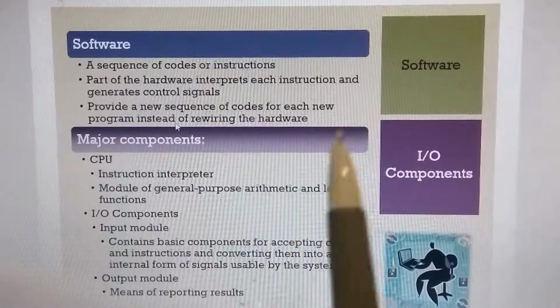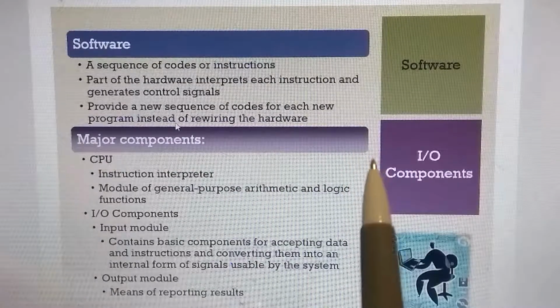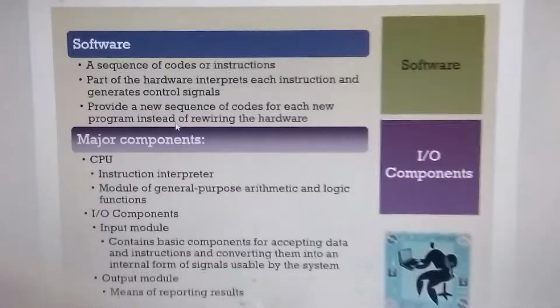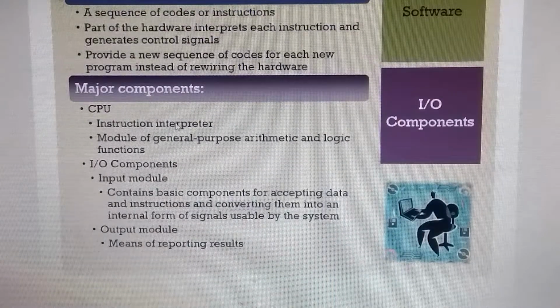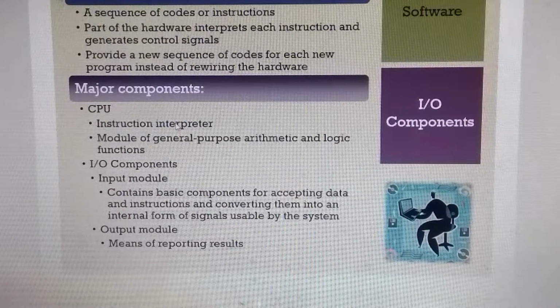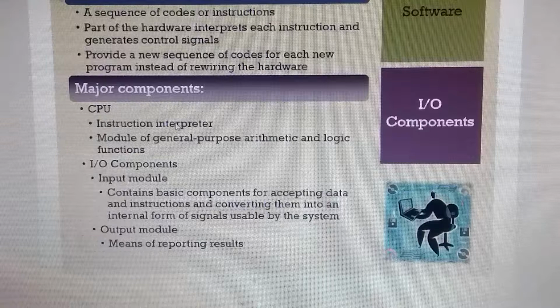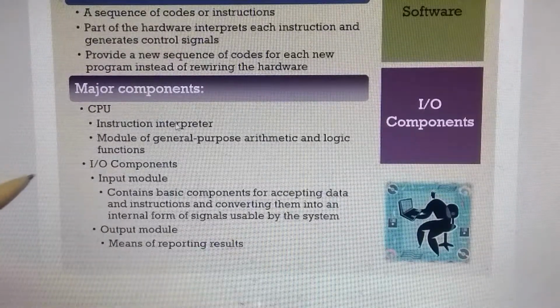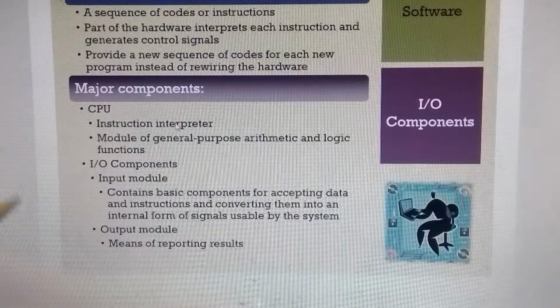And the major components of the computer are the CPU, which acts as the instruction interpreter and the module of general purpose arithmetic and logic functions, and the I/O components, which act as the input and output module.